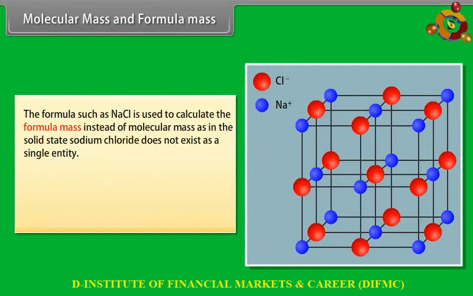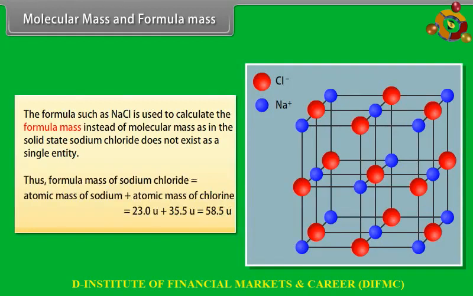A formula such as NaCl is used to calculate the formula mass instead of molecular mass, as in the solid state sodium chloride does not exist as a single entity. Thus, formula mass of sodium chloride is equal to atomic mass of sodium plus atomic mass of chlorine, which is equal to 23.0 u + 35.5 u, which is equal to 58.5 u.